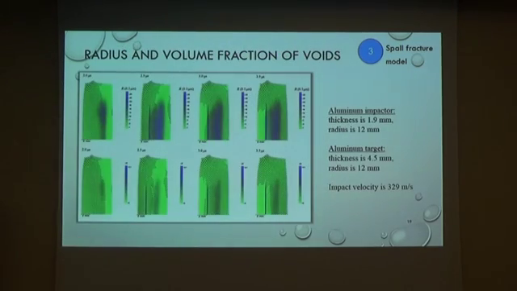Also, from this side we have a collision, and this is the velocity field, and at the top it's the mean radius of the forming pores. That's a SPALL crack, and at the bottom it's the volume fraction of pores.